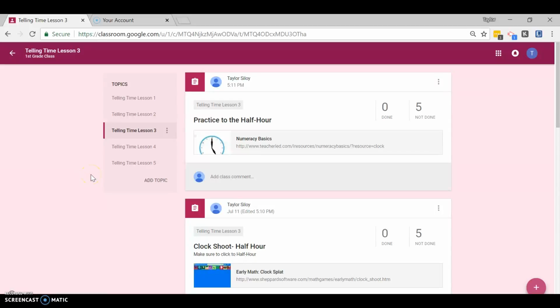Alright, boys and girls, we are now on Telling Time Lesson 3. If you have completed 1 and 2, you are in the right place. We are now going to talk about half hour. We talked recently about an hour.